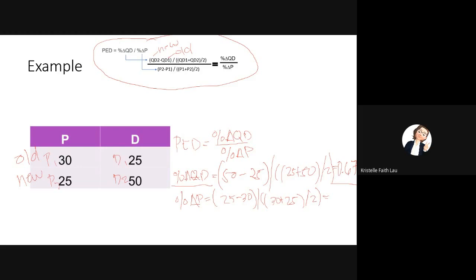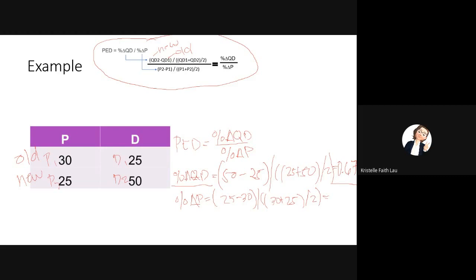So, close parentheses, open parentheses, then 25 minus 30, close parentheses, divide natin siya. Then, dalawang open parentheses, then 30 plus 25, close parentheses, divide natin sa 2, then another close parentheses. So, the answer here is negative 18.